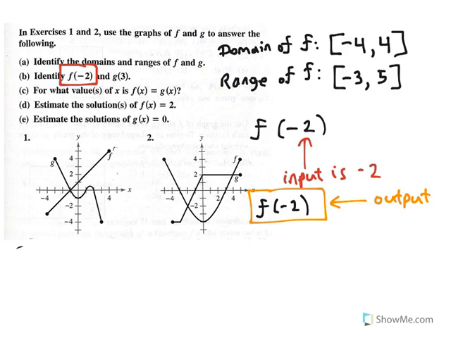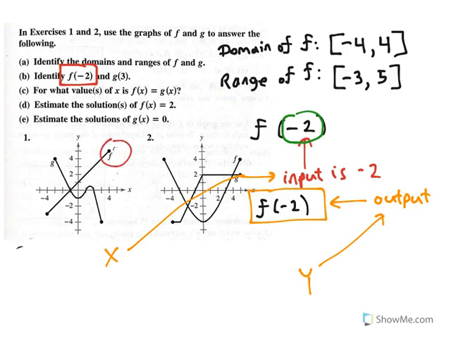So in function notation, this is the input, or the x value, and f of -2 is the output, or the y value. So when it says identify f of -2, it's asking you to find what the output for the function f is when the input is -2. And again, input is x and output is y. So when x is -2, what is y?